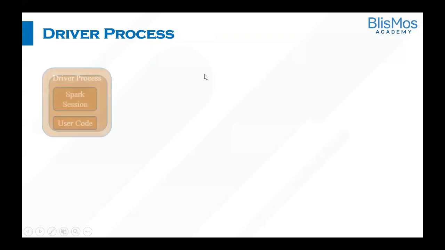What is driver process? Anyone, based on what you know? Where code is written? What is written? Sir, initial processing of the session, the process that initiates the process. Very good, very good, very good thought process.